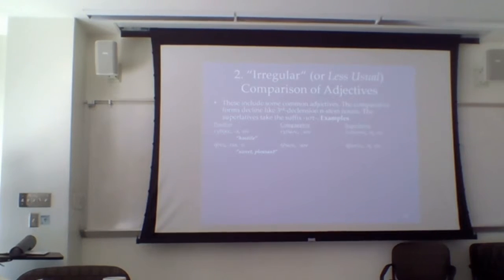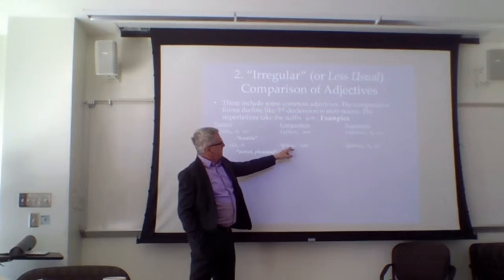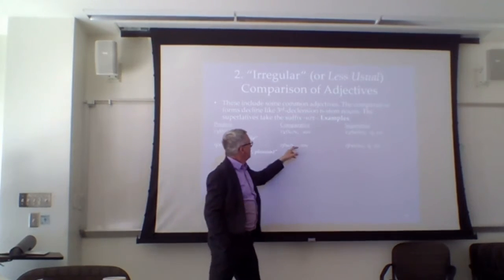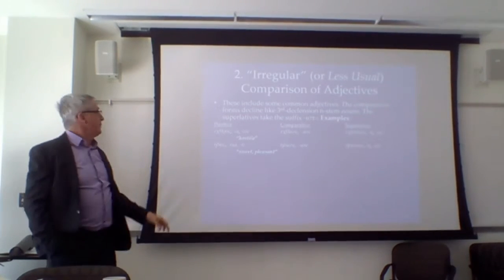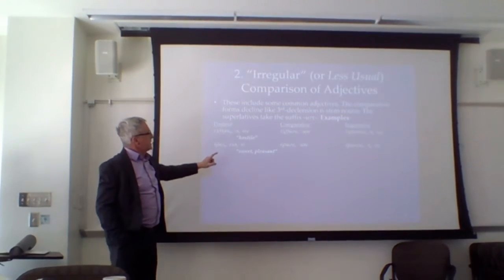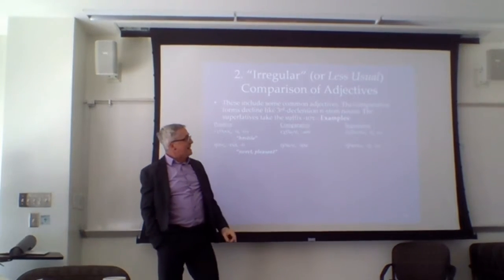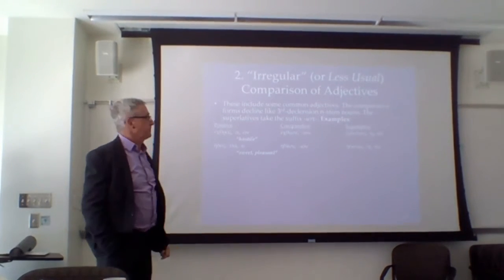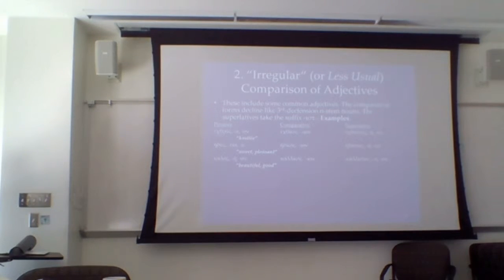So notice that it drops the characteristic ending of the positive degree and slaps on this ion, ion, or istos, iste, iston ending. I will explain what exactly is happening here in a minute. But let me just give you the examples. Some very important examples. You're going to encounter them soon.